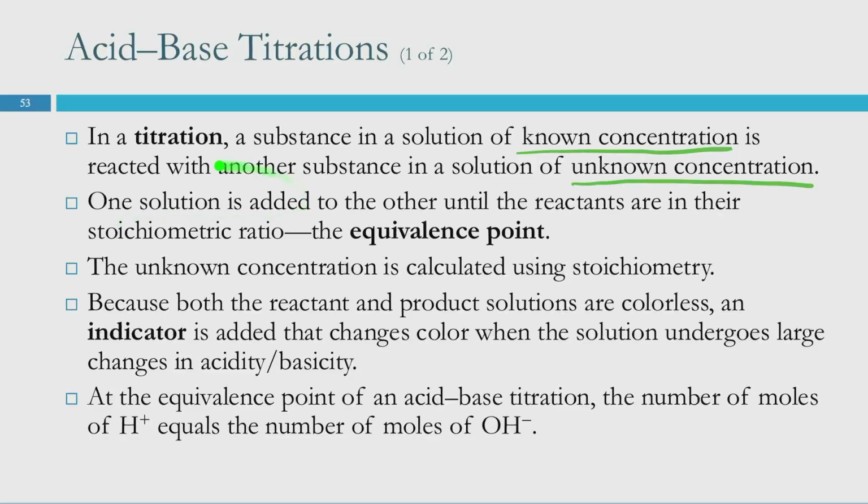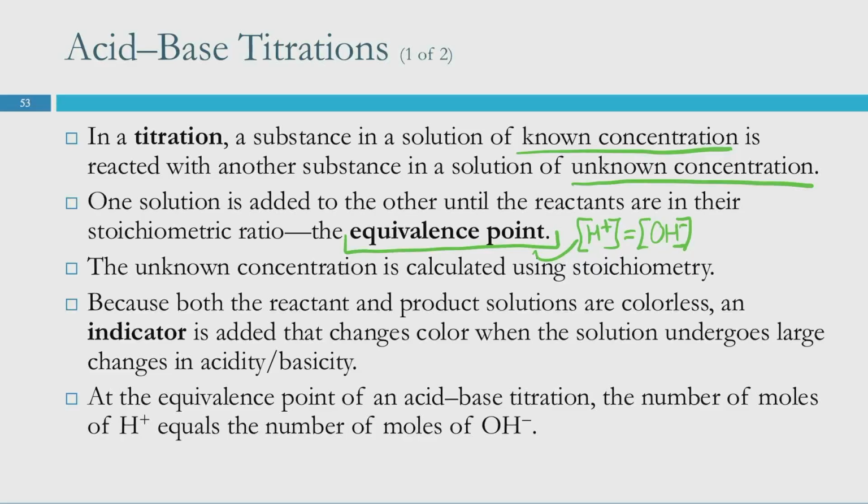And so the way that we do this is we add one solution to the other until the reactants are at their stoichiometric ratio, the equivalence point. At the equivalence point, the concentration of the H+ is equal to the concentration of the OH-, the amount that we added. So we've added enough acid that all of our base is reacted, or we've added enough base that all of our acid is reacted. Basically until the acid and the base completely neutralize each other.